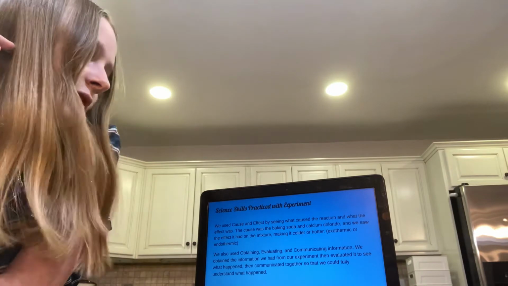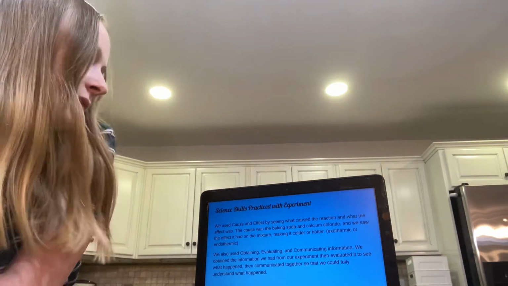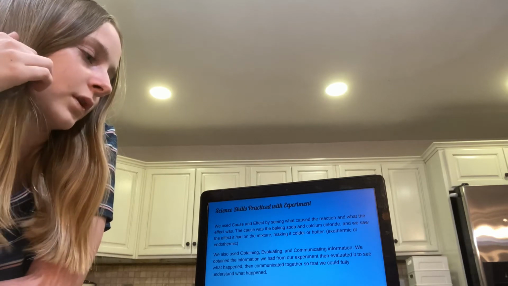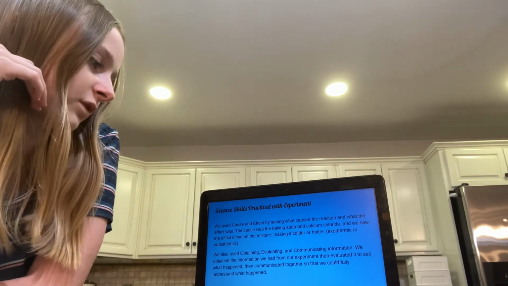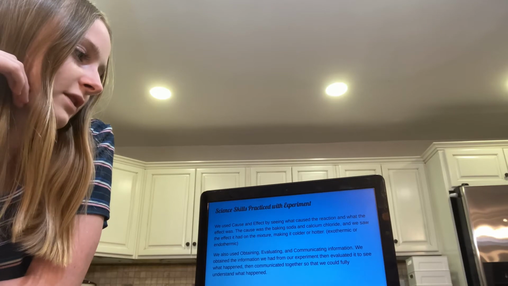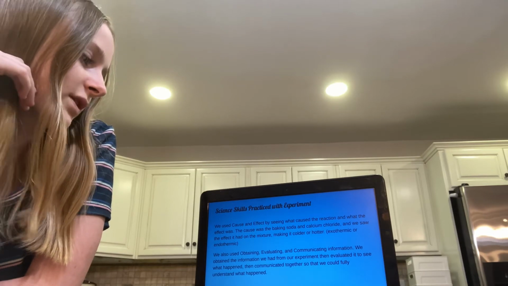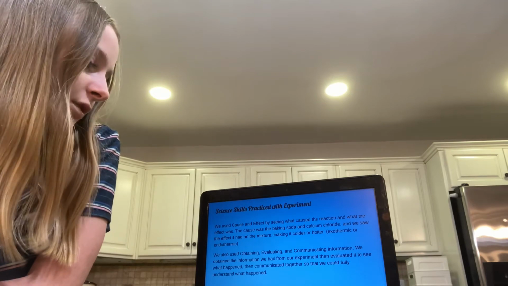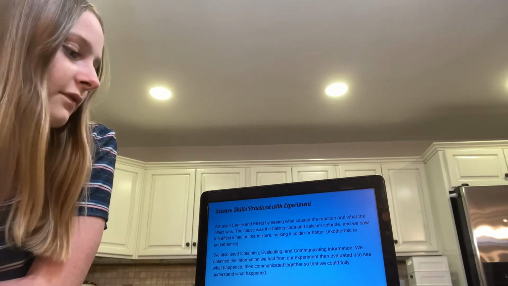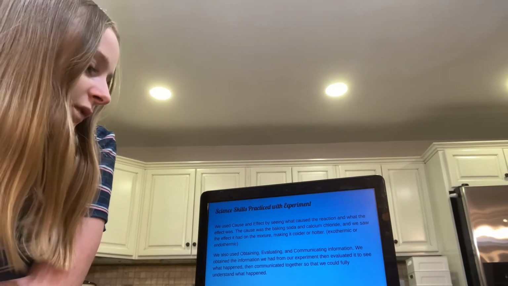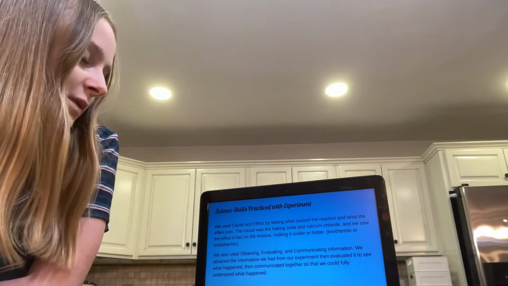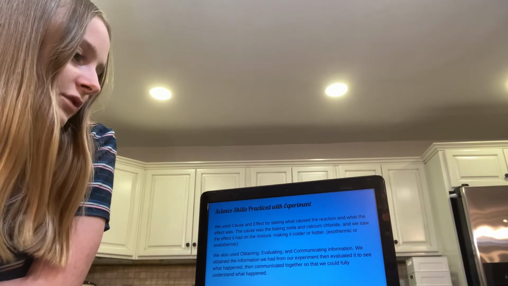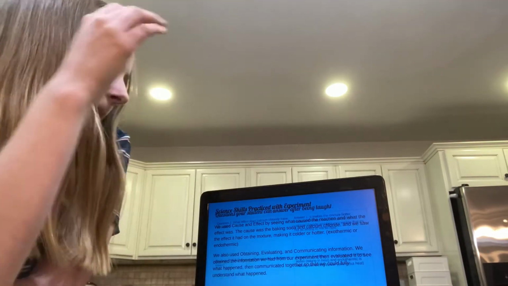Our science skills we practiced with our experiment: we used cause and effect by seeing what caused the reaction and what the effect was. The cause was the baking soda and calcium chloride, and we saw the effect it had on the mixture, making it colder or hotter, exothermic or endothermic. We also used obtaining, evaluating, and communicating information. We obtained the information from our experiment, then evaluated it to see what happened, then communicated together so that we could fully understand what happened.